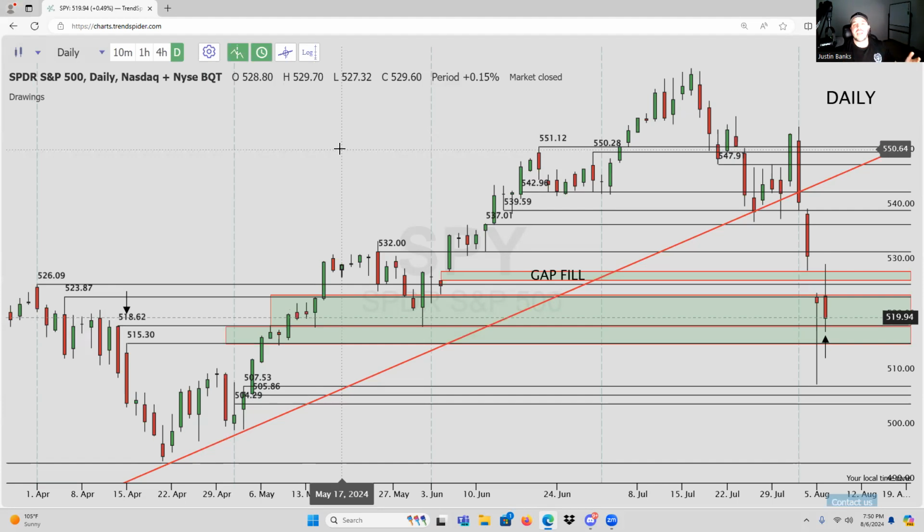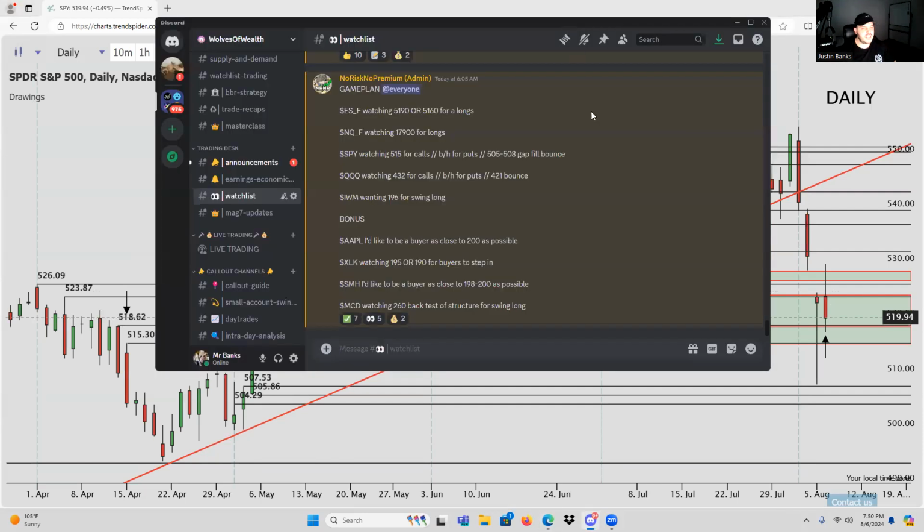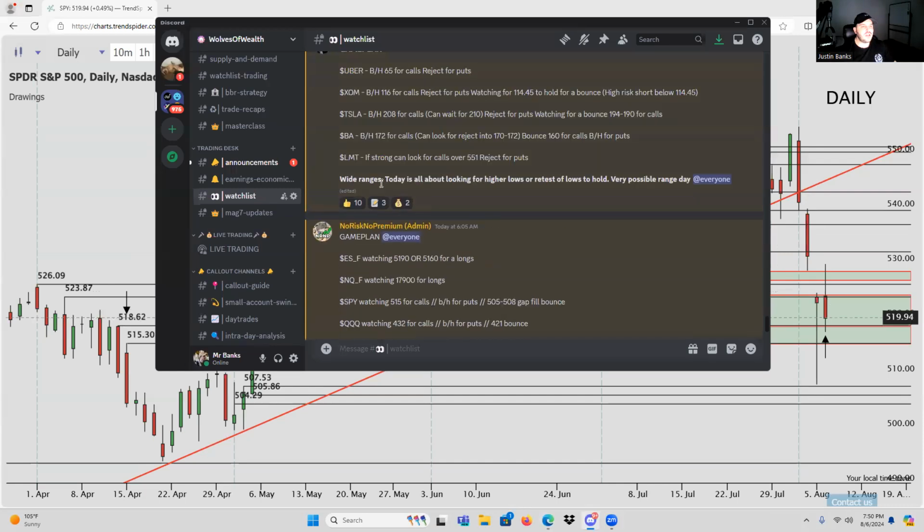Today, I was looking at the daily. I knew we had that 518.62 level, that next area of demand. Once we broke above it and held today, that was what I was looking for on my backtest, right? I was looking for higher lows. The game plan today was all about looking for higher lows or retests of lows. Higher lows, retest of lows.